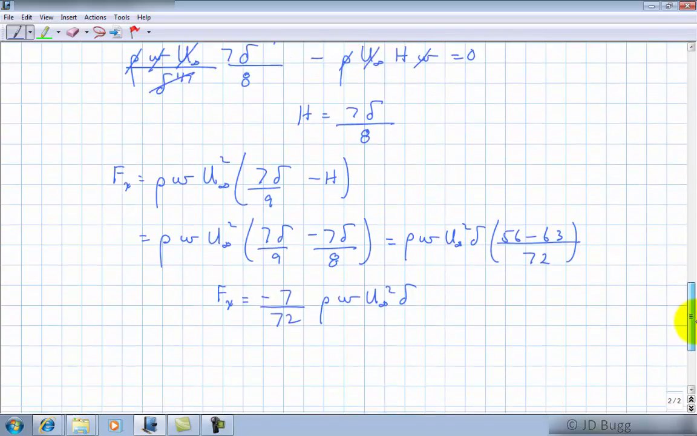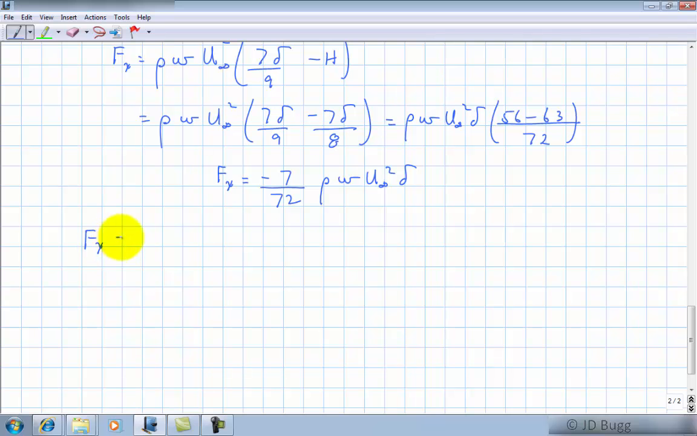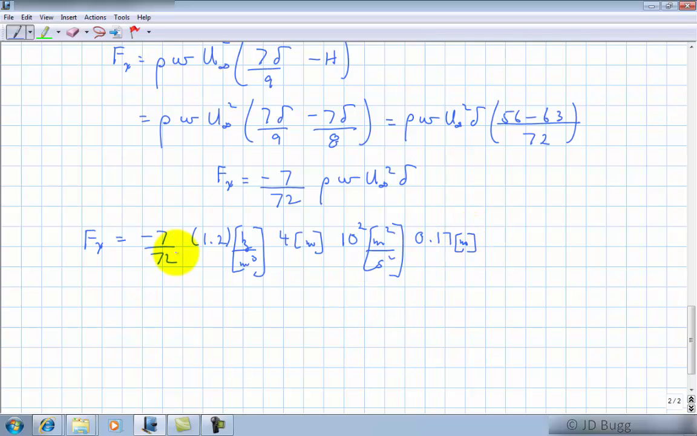So all we have left to do here is substitute the numbers in to get this force. So let's do that. We have negative 7 over 72, constant out front. We have 1.2 kilograms per meter cubed, that was given as our density. W was given as 4 meters. U infinity was 10 meters per second, so that's 10 squared meters squared per second squared, our velocity squared. And then delta was given as 170 millimeters, so that will be 0.17 meters. Multiply all of that stuff out, and we get this force equal to minus 7.93 newtons. So the viscous force on that control volume by the plate is 7.93 newtons.